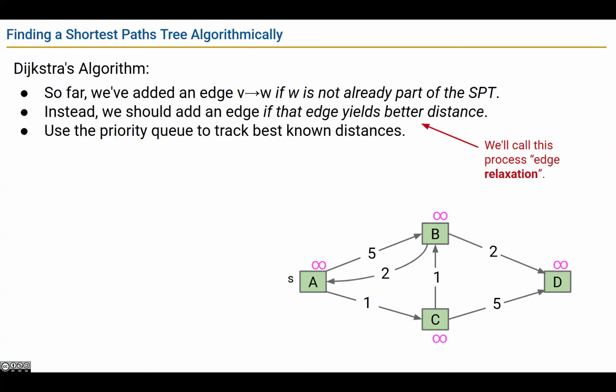Don't ask me why it's actually called relaxation because I don't really like that name. From what I understand, it doesn't really have too good a reasoning in this particular context, but there are other contexts where it's useful to call it relaxation. But we'll be using a priority queue to track these best known distances, kind of improving as we go.